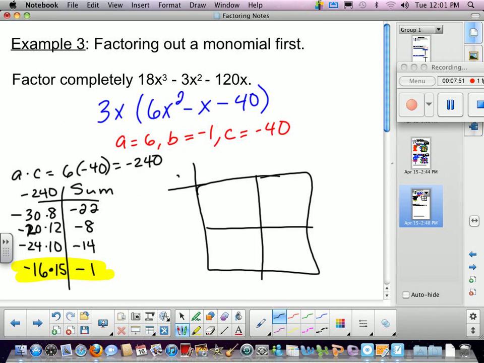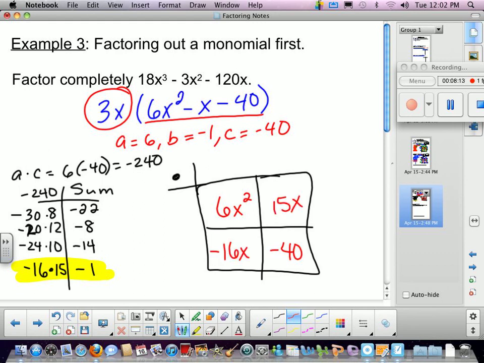So our box. Inside the box, alright, remember, since we factored out the GCF, we'll be using that trinomial, so we put 6x squared, put negative 40, and then in the other two boxes, we're going to put negative 16x, positive 15x. Then we're going to look for the GCF of 6x squared and 15x, and it would be 3x. The same thing underneath, negative 16x and negative 40. GCF would be negative 8.